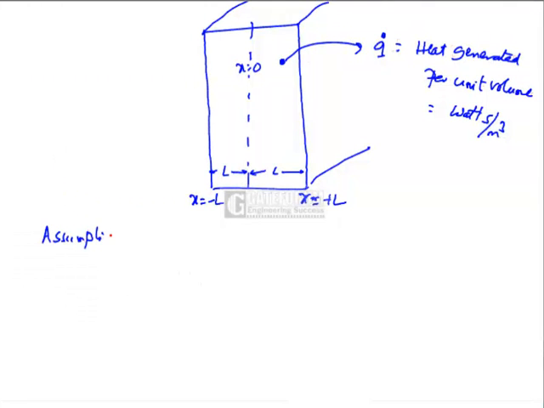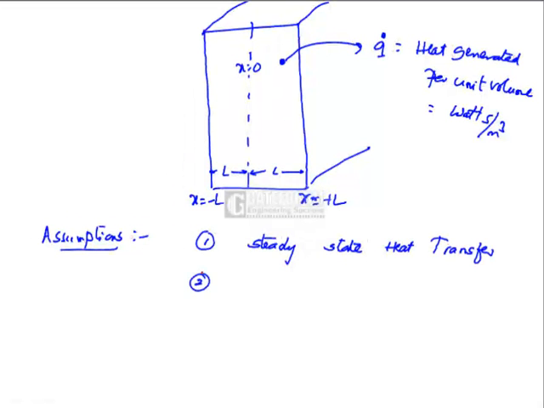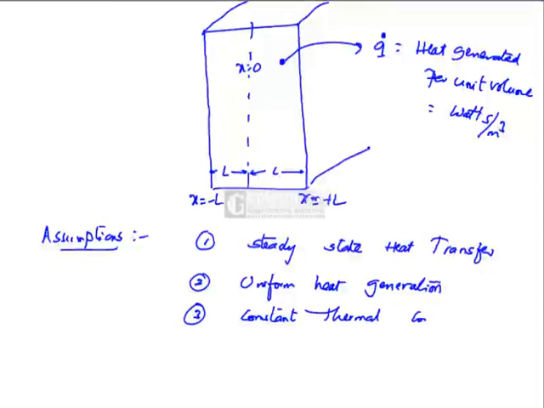Here the assumptions in the analysis are: number 1, steady state heat transfer; number 2, uniform heat generation; number 3, constant thermal conductivity; number 4, one-dimensional heat conduction.